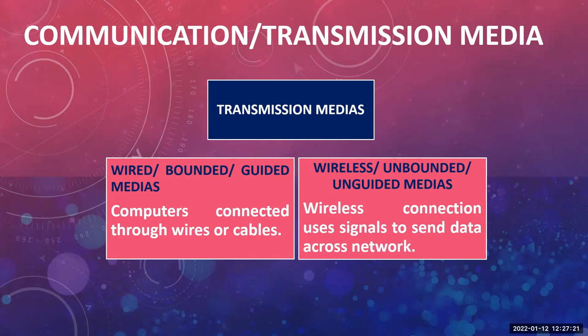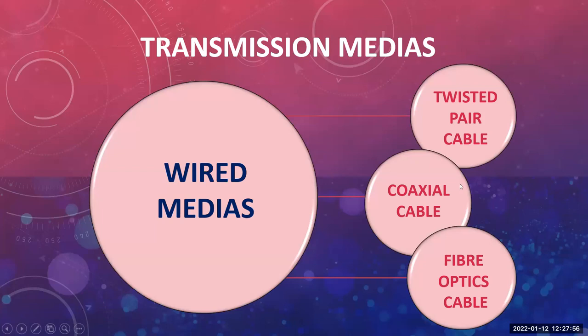In wired media, as the name suggests, the devices are connected with the help of wires or cables. When we connect various computers with the help of cables to share information, that is called wired media. And wireless media, where we are not using any wires, some wireless signals are used to send the data across the network, is called a wireless network.